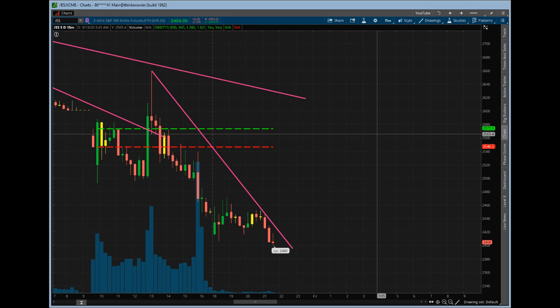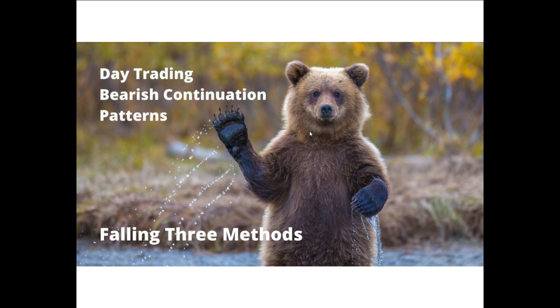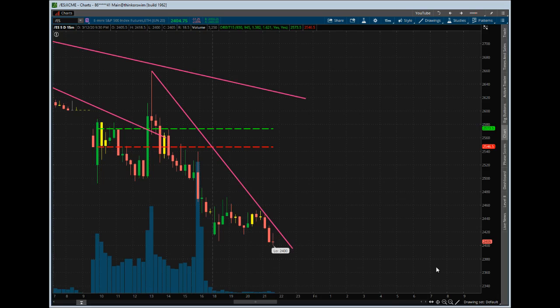Okay, that being said, let's conclude our series today by going over the final bearish continuation pattern, and that is the falling three method. You guys have heard of this before, I'm sure, and I think we may have talked about it previously. This is a highly probable move to the downside, with a 71% chance of continuation to the downside. So what is the falling three method?